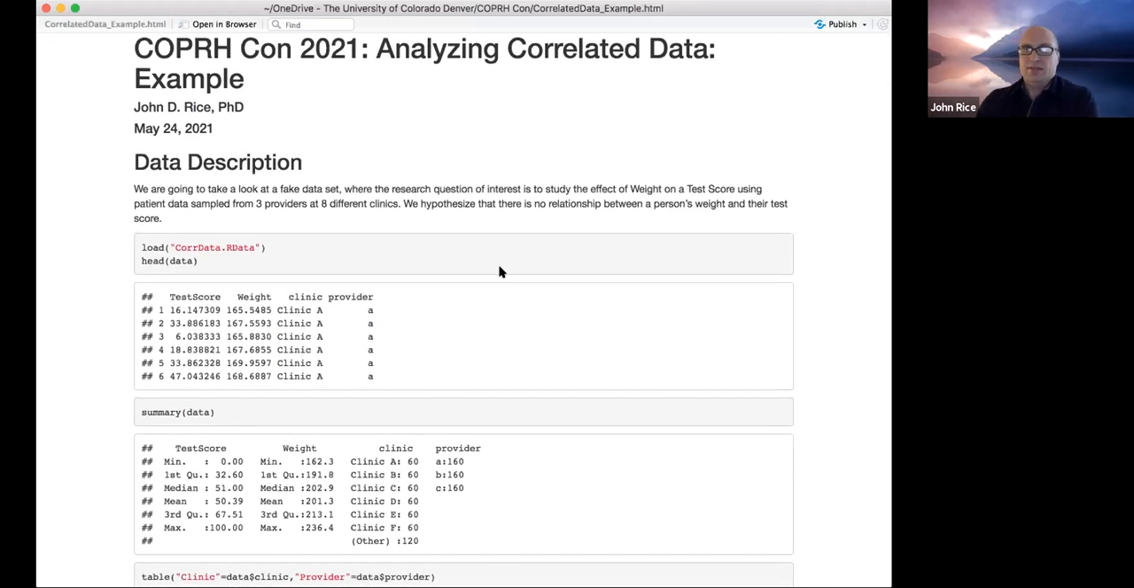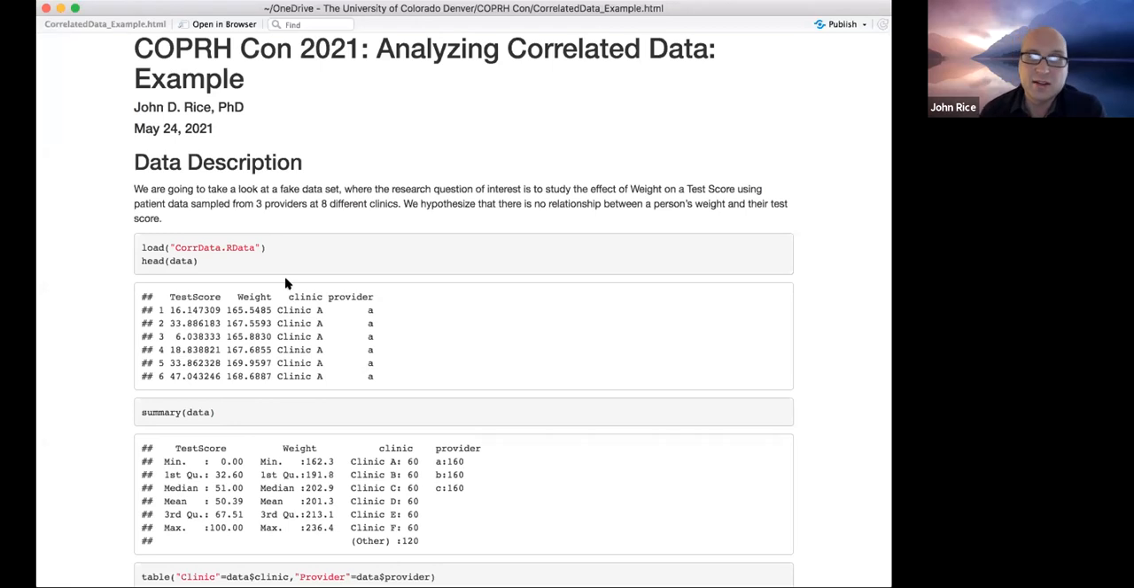Okay. So again, we'll go through this quickly, but this is a simulated data example of a mixed modeling situation. So this is where we have an outcome that is test score and a predictor that is weight, and we want to examine the relationship between this covariate or this predictor and this outcome.